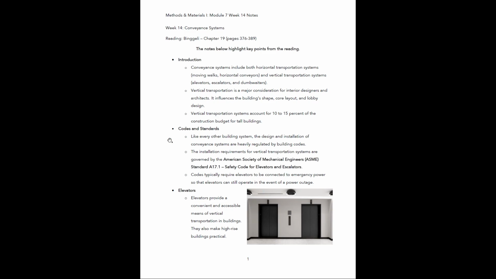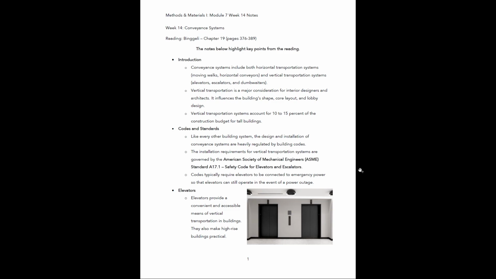Just like every other building system, the design and installation of conveyance systems are heavily regulated by building codes. All right, so you should be pretty used to that by now, especially in this course. Pretty much everything that we've talked about has some sort of a building code regulation tied to it. The installation requirements for vertical transportation systems are governed by the American Society of Mechanical Engineers, or ASME, and the specific standard that is related to elevators, escalators, all that, is the standard A17.1 safety code for elevators and escalators.